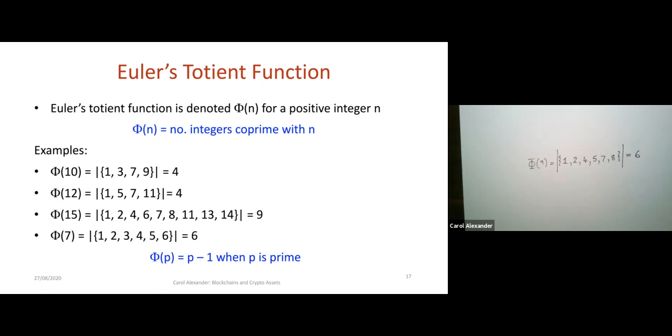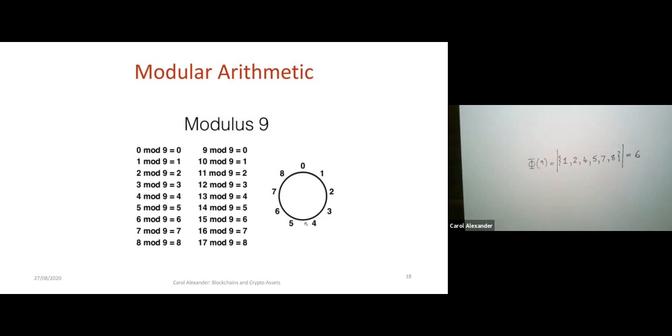Now, looking at this slide here, phi of 7 is, well, obviously 1. No, 2 doesn't have a factor in common. In fact, because 7 is prime, you get all the numbers less than 7. And more generally, when you've got a prime number, the Euler's totient function is 1 less than that number. So now we'll do some more.